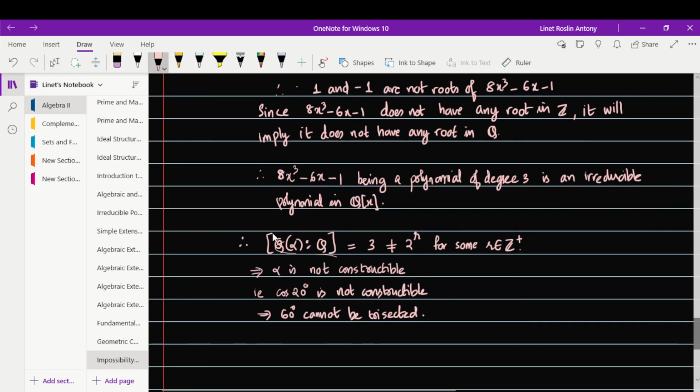So we can write the degree of the extension Q(alpha) over Q is equal to the degree of the irreducible polynomial having alpha as a root, the minimal polynomial, that is equal to 3, right? Which is not equal to 2 power r, as we said earlier, for any r belonging to Z plus. We cannot write it like that. So that means from the corollary we have mentioned about this result, we get that alpha is not constructible. Alpha is not constructible will imply alpha, which is equal to cos 20 degrees. So cos 20 degrees is not constructible.